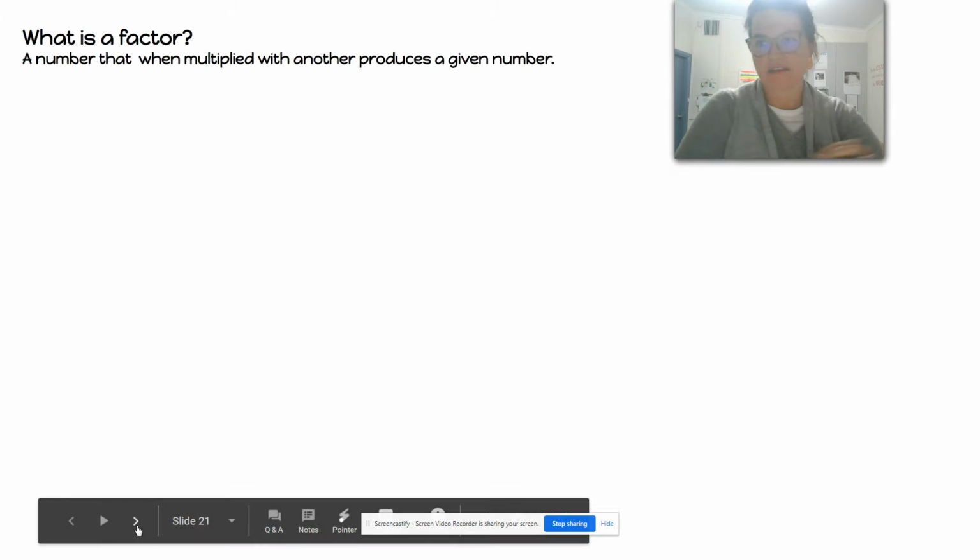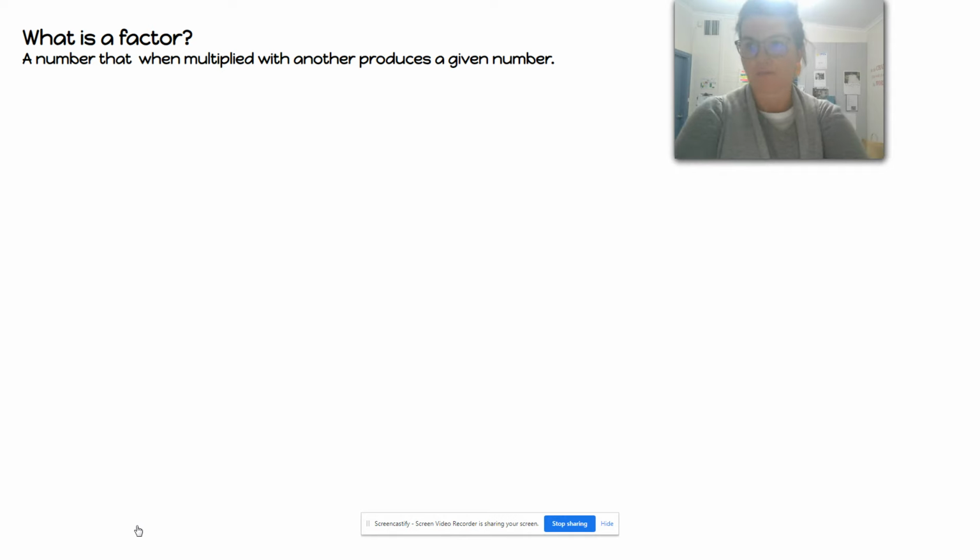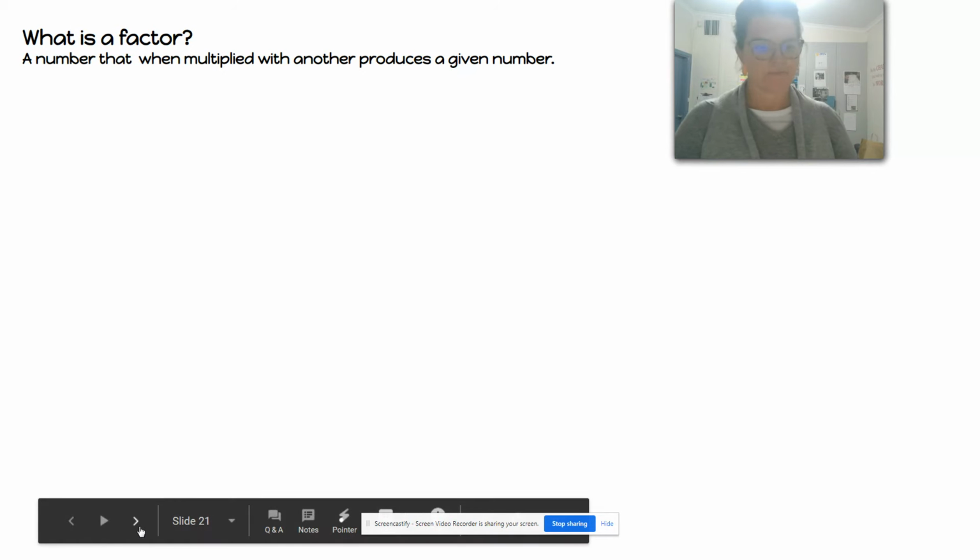So what is a factor? We need factors when we're talking about prime and composite numbers. A factor is a number that when multiplied with another number produces a given number. So 2 and 3 together make 6. So 2 and 3 are the factors, and the given number is 6.